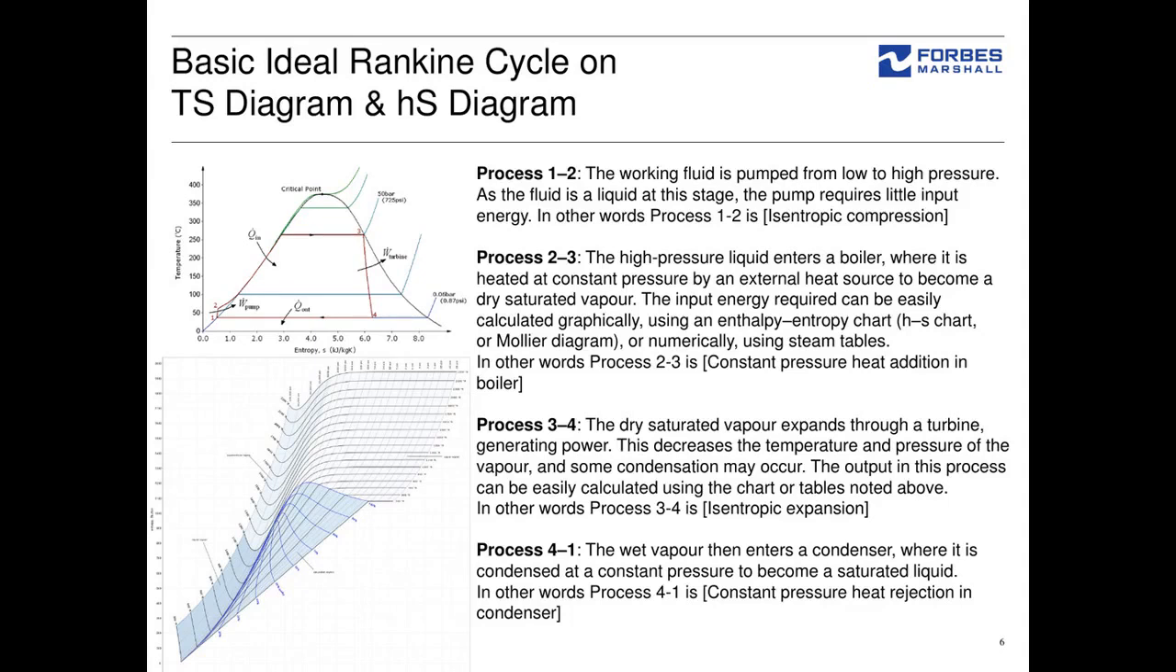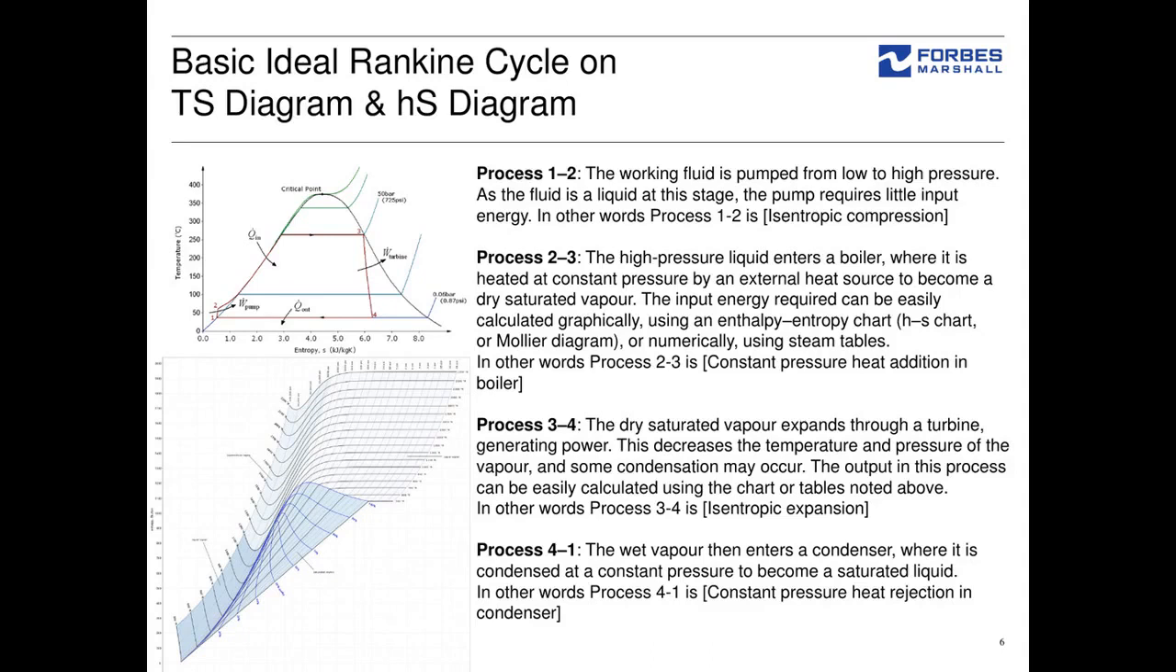Then process 2 to process 3 is heat addition. In this process, it's a constant pressure heat addition. As you know, in the boiler we follow a constant pressure line and heat is added, and then once it reaches its saturation temperature, there is latent heat addition and a phase change, and then you reach point 3 where saturated steam is generated.